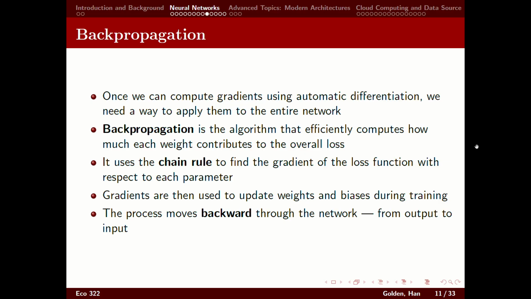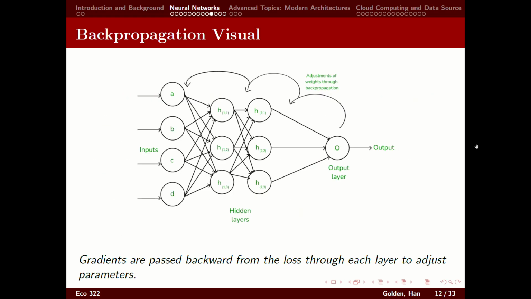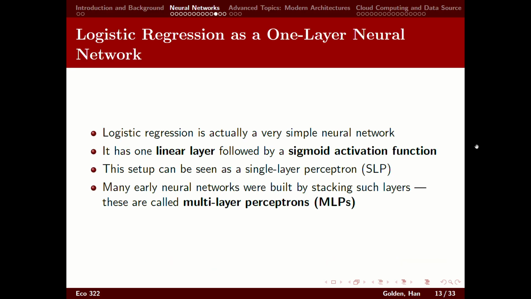Gradients are used to update the weights and biases during training. The process moves backward through the network, which allows it to save some memory and computation. So gradients are passed backwards from the loss through each layer to adjust parameters. It goes from the output layer to the input layer through each of the hidden layers.